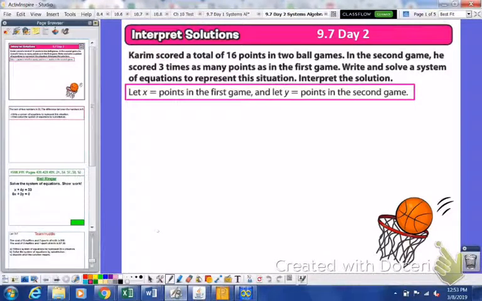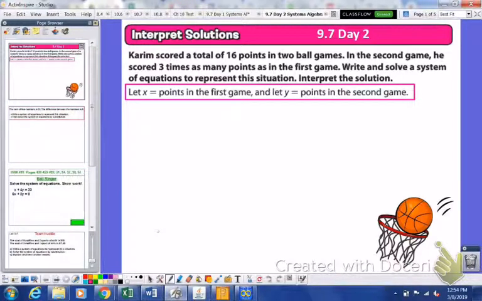And so in day 1 of lesson 7, we talked about how to solve systems of equations algebraically, or using the substitution method. In day 2 of section 7, we're going to continue that idea, but working specifically with word problems. So we want to interpret solutions instead of just, here's 2 equations, solve.